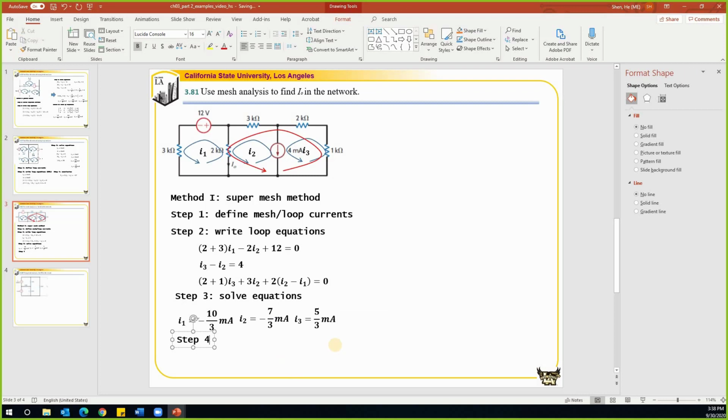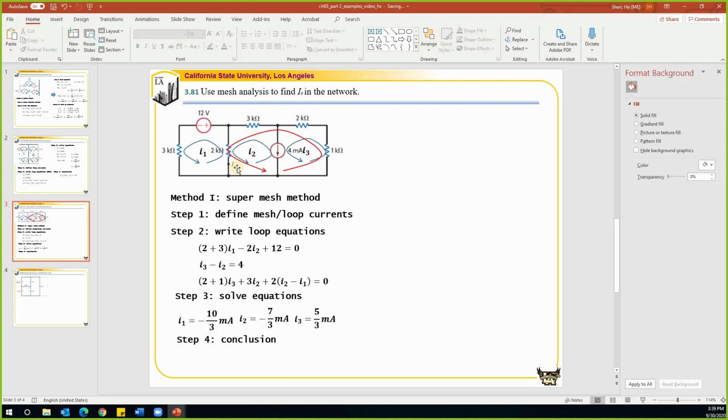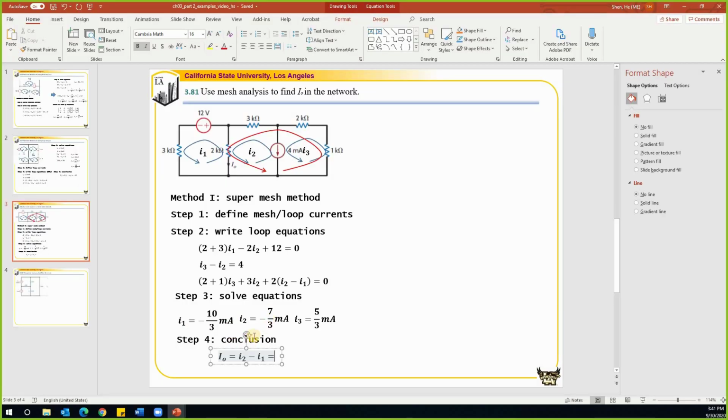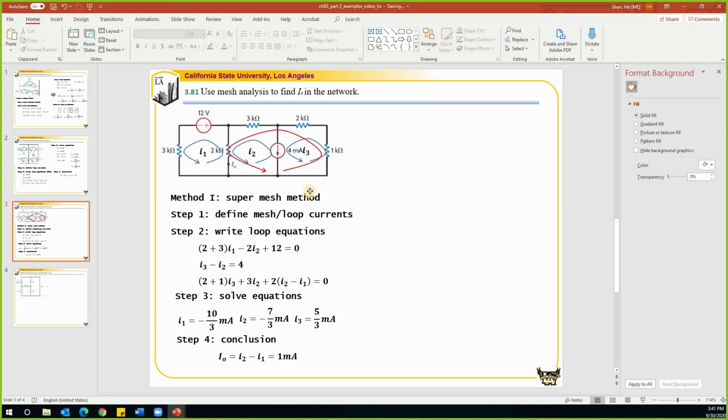Last step, step 4, conclusions. In this problem, we are looking for I0. I0 is over here. We know that I0 is the current going through this branch, which is equal to loop current I2 minus I1. So this is 1 milliamp. So this is how we solve this problem.